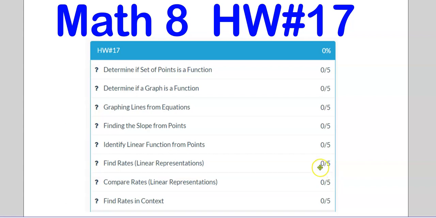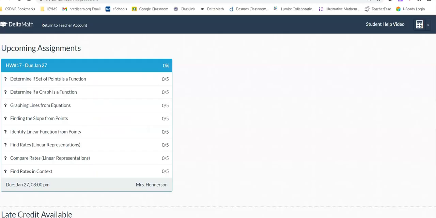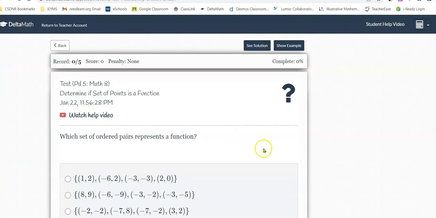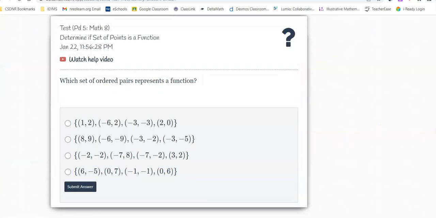Okay, let's take a look at the homework questions on number 17. So the first one asks you to determine if a relation is a function. And in this case, we're looking at ordered pairs. And when you're looking to determine if ordered pairs represent a function, you're looking at the x values here.